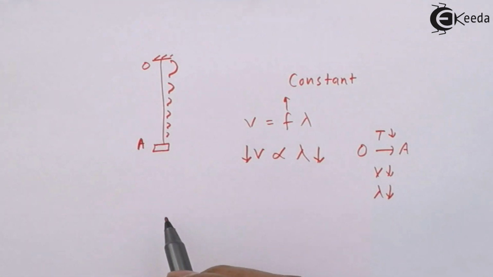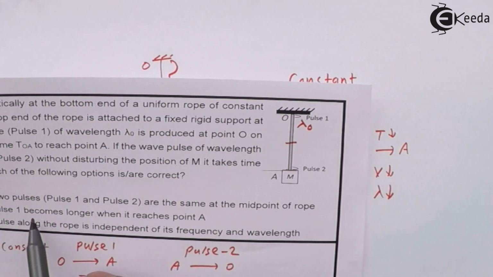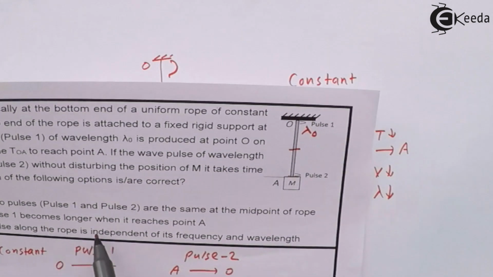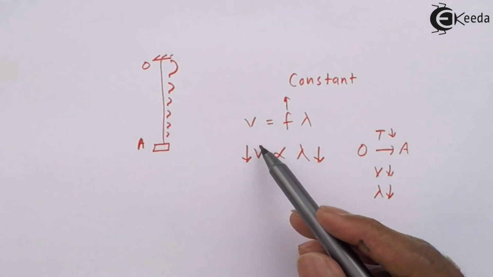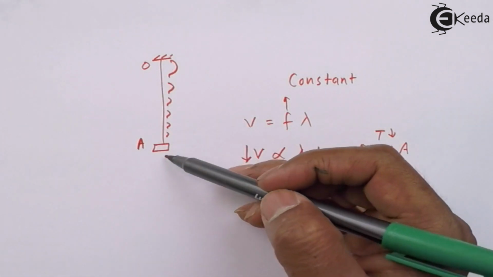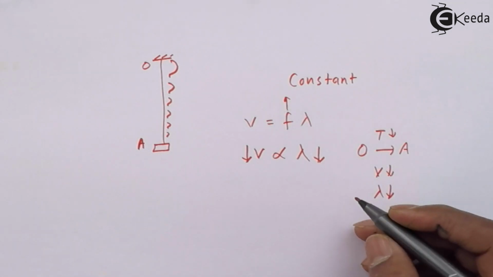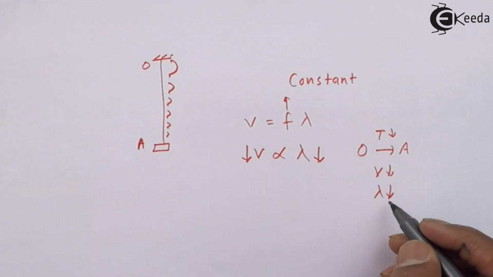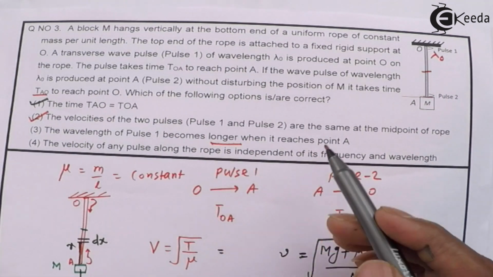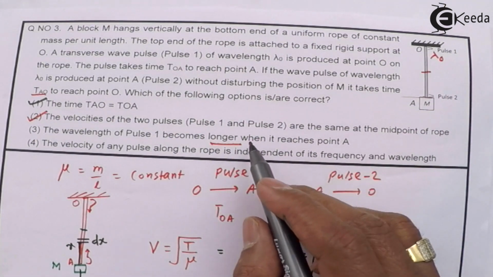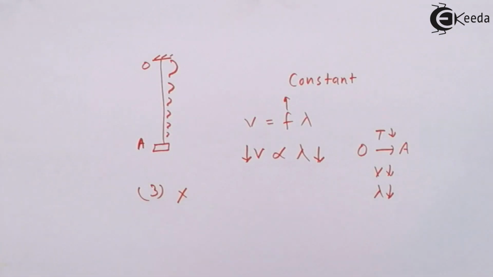So from O to A, as the wave pulse travels, the wavelength will decrease. So it does not become longer, it has to decrease, because the tension decreases, so the wavelength will decrease. So that is not correct, because it says it is longer. It's not longer, it is shorter. So it is not correct. So option number 3 is not correct.